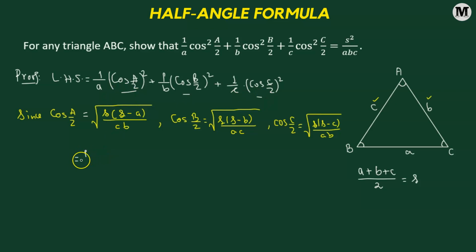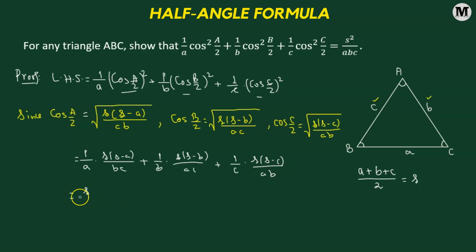So that means the left side is now going to become 1 over a. That's going to get multiplied with the square of cosine of A over 2. That means we have s multiplied by s minus a divided by bc, added to 1 over b multiplied by cosine squared B over 2, so that's s times s minus b divided by ac, added to 1 over c multiplied by cosine squared C over 2, so that's s multiplied by s minus c divided by ab. Now what we can do, we can factor out s over abc from each of the three terms, which is going to leave us with s minus a plus s minus b plus s minus c.